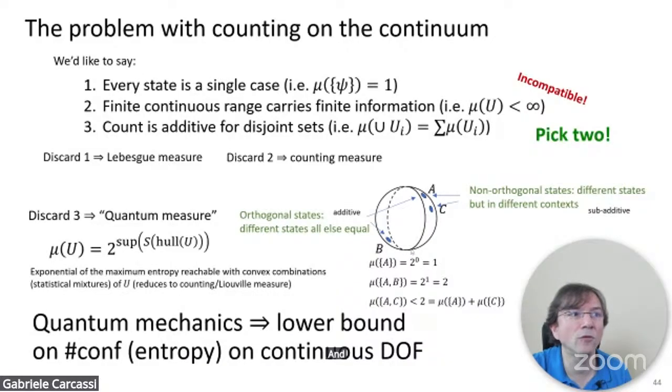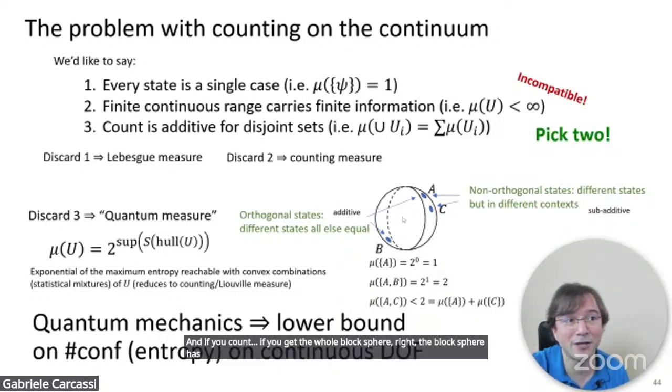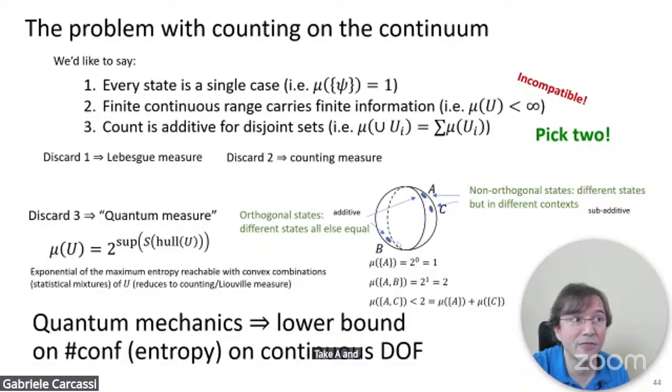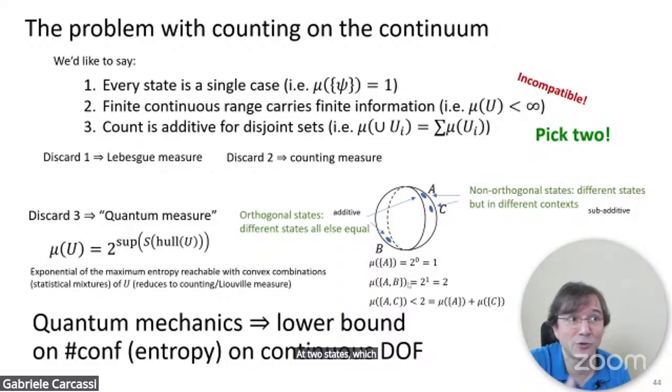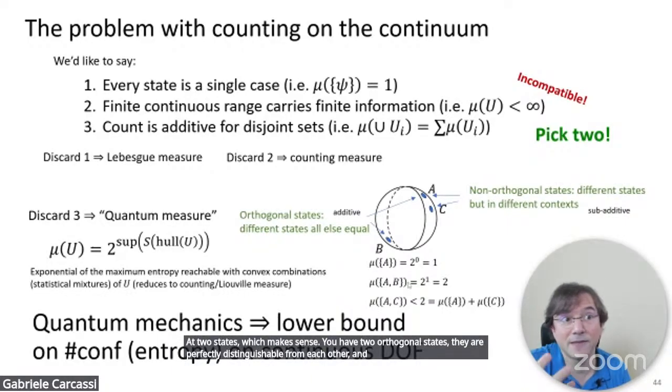And if you get the whole Bloch sphere, the maximum entropy that it can give is given by the center of the Bloch sphere, which is going to be 1 bit of entropy. So if you take A and B and put them together and make a mixture, you can reach 1 bit of entropy, and therefore 2 to the 1 is 2. Therefore, the set of A and B now counts as 2 states, which makes sense. You have 2 orthogonal states, they are perfectly distinguishable from each other, and that's what you get.